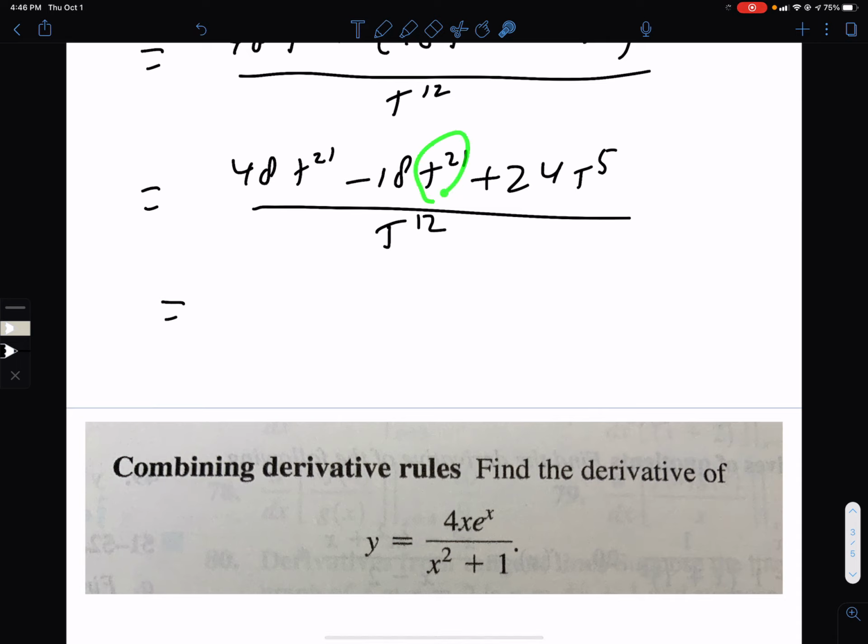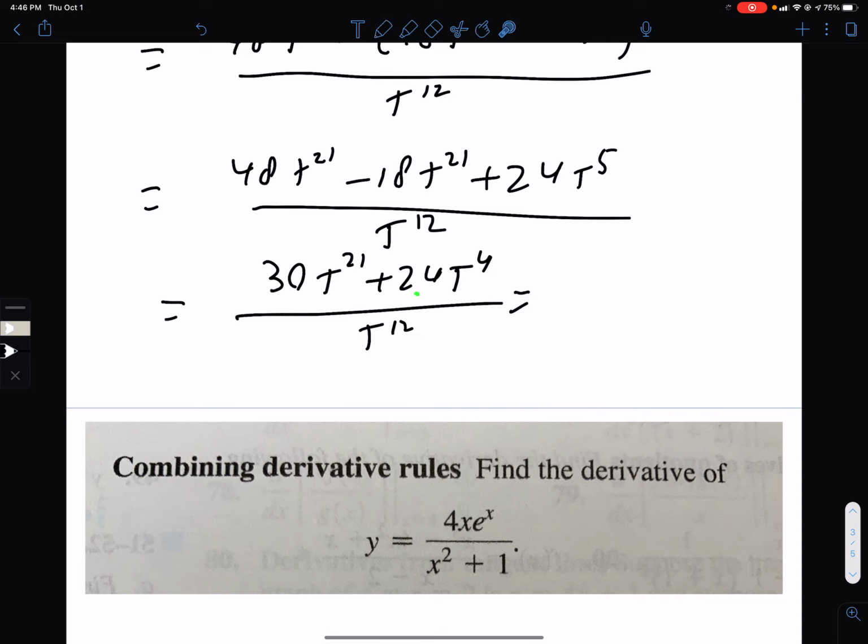I have a common factor of 21. If I take that out, 48 minus 18 is 30. Or I have 48 of them minus 18 of them. I have 30 of them. I have 30 t to the 21s. And then we have this all over t to the 12th.